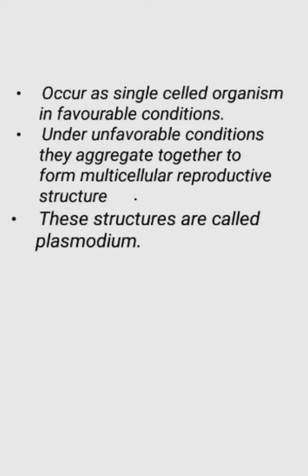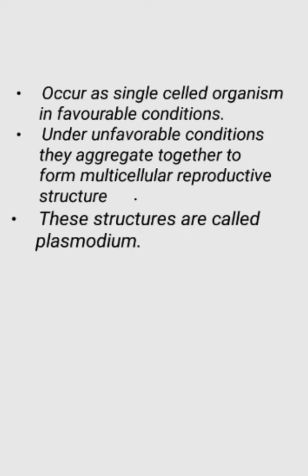These occur as single-celled organisms in favorable conditions. So what are favorable conditions? Favorable conditions are enough moisture and food. Then they are found as single-celled organisms. Under unfavorable conditions, they aggregate together to form multicellular reproductive structures. These structures are called plasmodium.